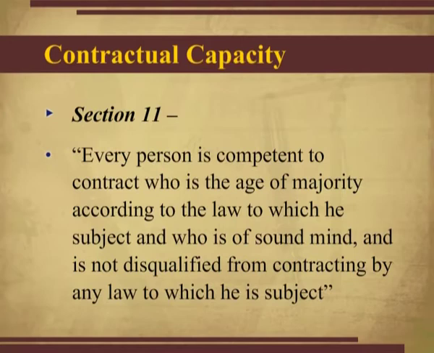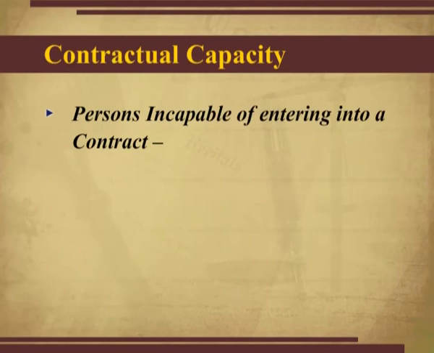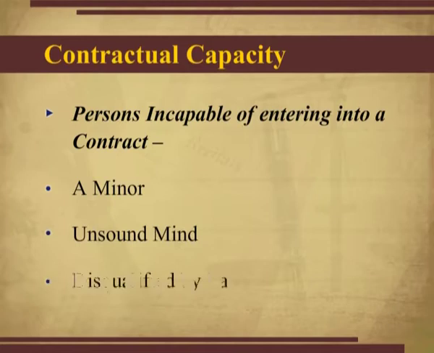Therefore, this section makes it clear that a person is incapable of entering into a contract if he is a minor, of unsound mind, or disqualified by law from contracting to which he is subject. Contracts entered into by such incompetent persons are void. Let us study them in detail.